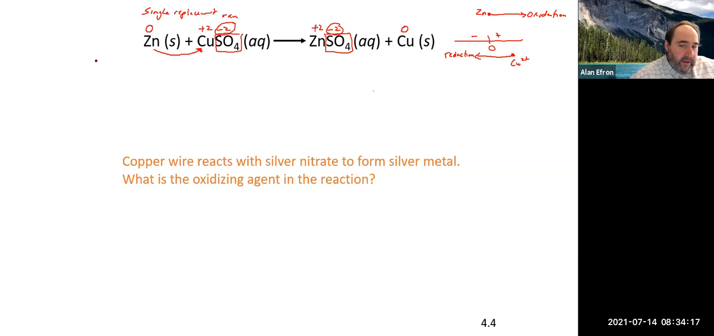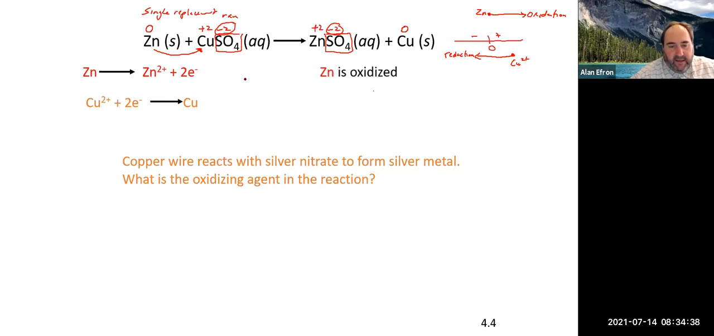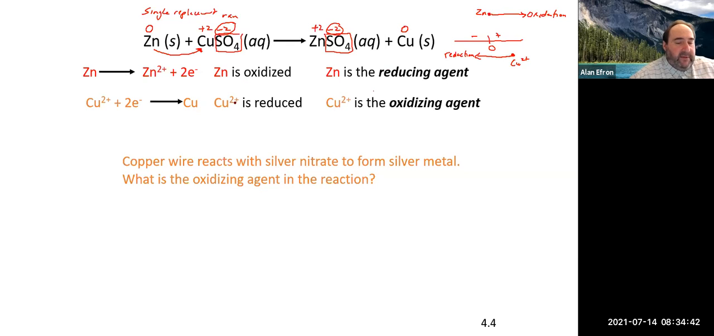So we could write our two half reactions. First half reaction would be zinc going with no charge to zinc with a +2 charge. And that would be our oxidation half reaction. Zinc is being oxidized and copper 2 is being reduced. So this would be, again, our oxidation half reaction. This would be our reduction half reaction.